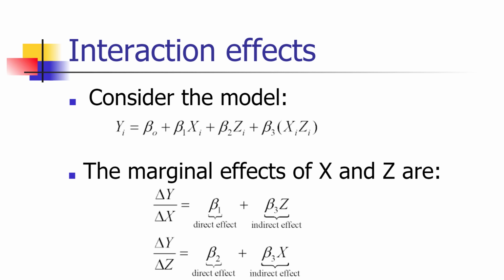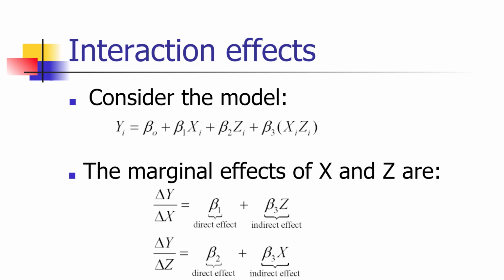And what we find is that the change in y over the change in x, the change in y that occurs when you change x by 1 unit, is equal to beta 1 as before, but now we have a new term there, which is beta 3 times z. So if we look at how y changes when x changes, there's a direct effect, which is that coefficient beta 1 as before. But now when x changes by 1 unit, there's also another term in that equation, which is beta 3 times z, which captures the indirect effect of x through z.